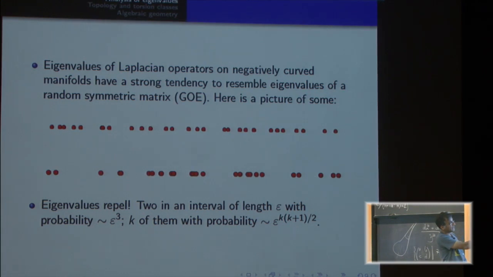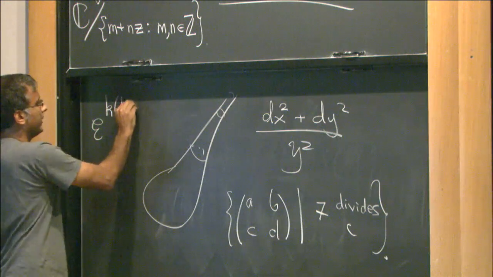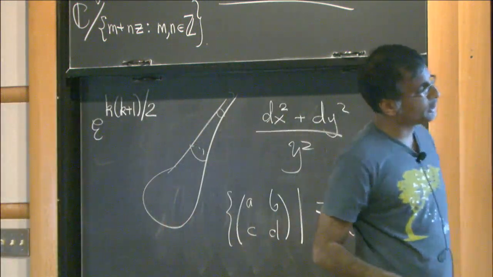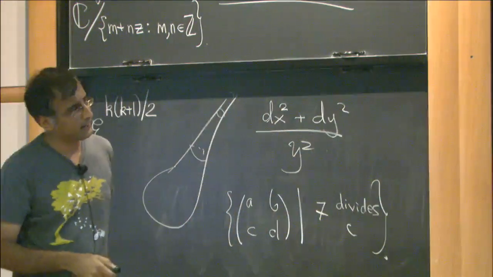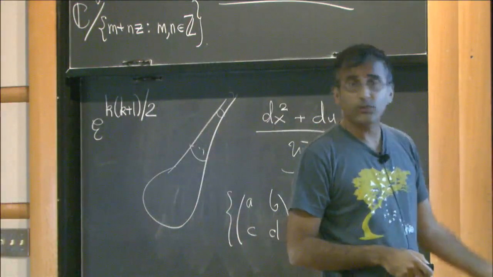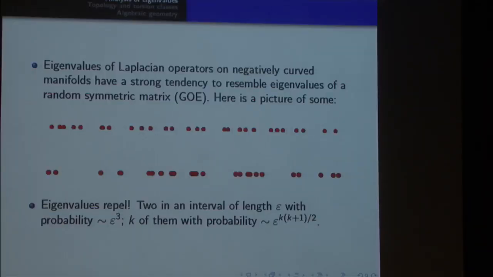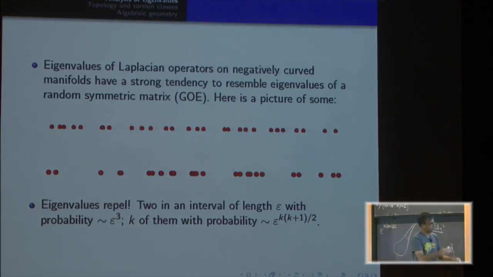And the chance of having k eigenvalues in that small interval is epsilon to the k(k+1)/2. I'll just write that here because it'll come back later. A heuristic as to why is that for a symmetric matrix, the condition that two eigenvalues coincide is a codimension 2 condition. It's not a proof, but it's something heuristic for why that should be the case. So it's a smaller set than you would imagine when two eigenvalues come together.